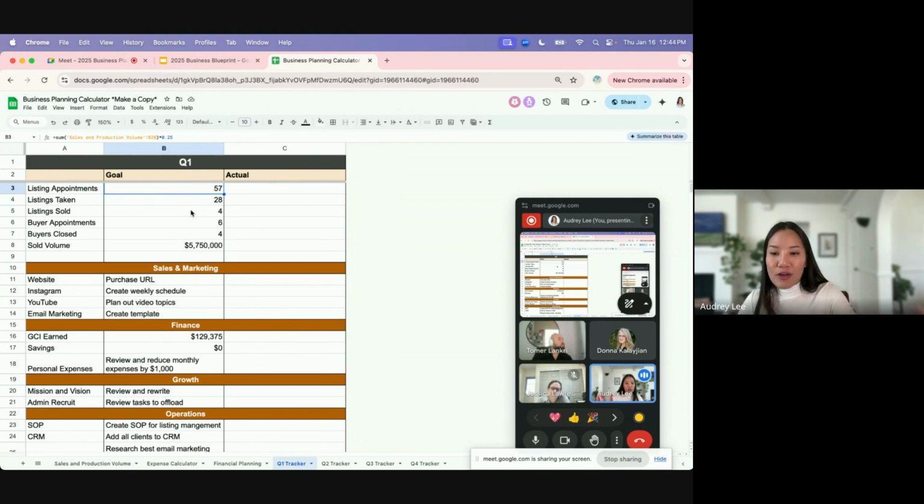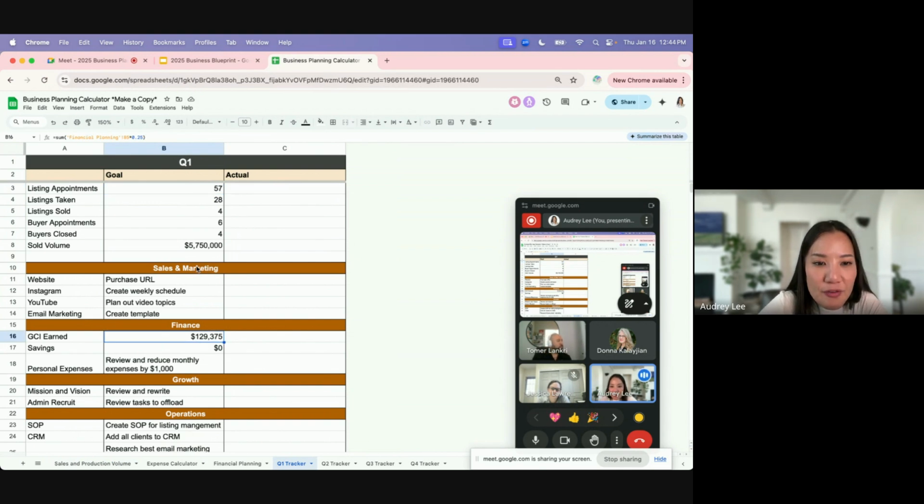And again, the ratio for this year hopefully gets better, because last year was a really hard year in terms of buyers. Everyone was sitting on listings, which was such a funny concept after 21 and 22. But this should tally up everything in terms of your metrics, as well as your GCI earned and how much savings you want. And again, these are just examples.